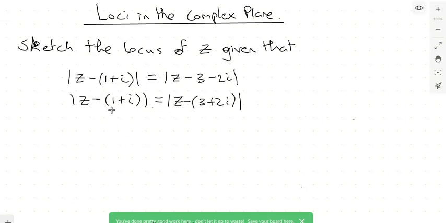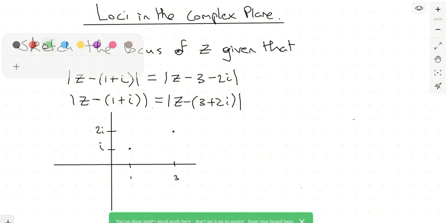Okay, now we can do this straight away. We know it's going to be a perpendicular bisector for those 2 complex numbers. We've got the 2 complex numbers, 1 plus I, and then 3 plus 2I. If they want just a quick sketch, I'm just going to sketch a perpendicular bisector, making it clear that it goes through the middle. It's a perpendicular bisector, and that is your locus of Z. It must go through those 2 points.